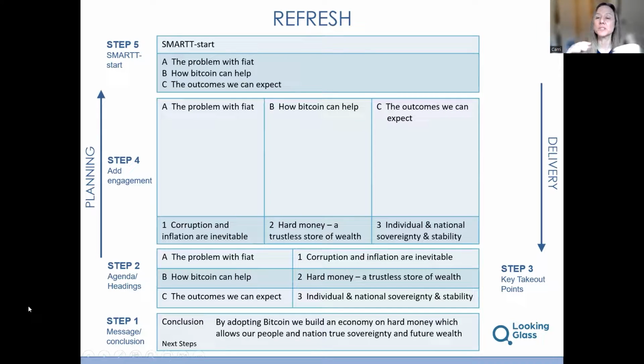Okay, we moved up to step 2, the agenda, 2, 3, 4, or maximum of 5 key headings you want to cover along the way.